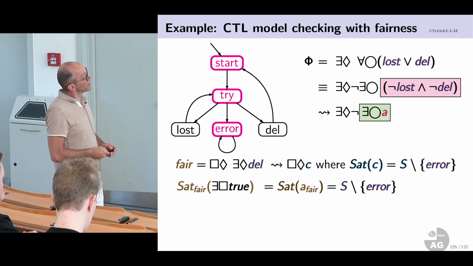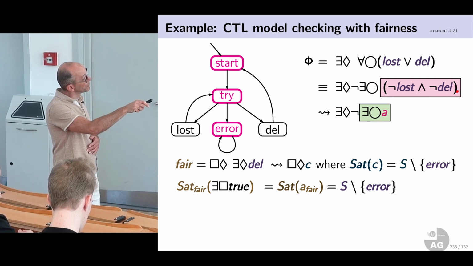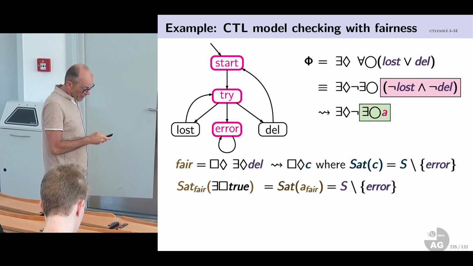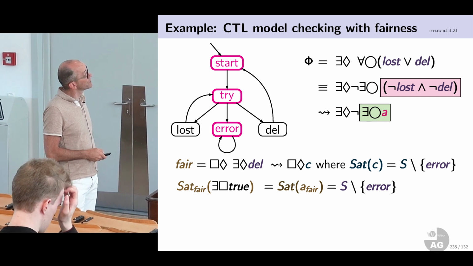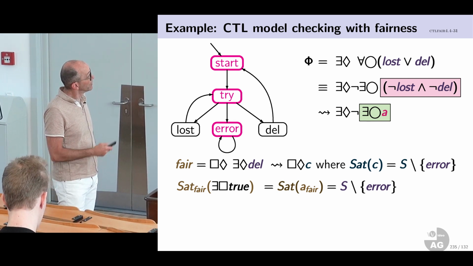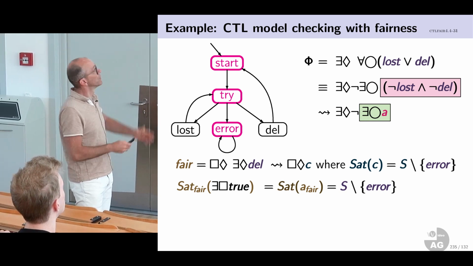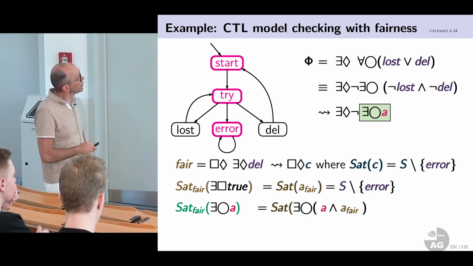So that means that I can replace this subformula by an atomic proposition. This is this purple A. Now I can look at the next subformula, existential next A. Which states satisfy, which states have a neighbor which is now colored purple? I think this is basically all the states.